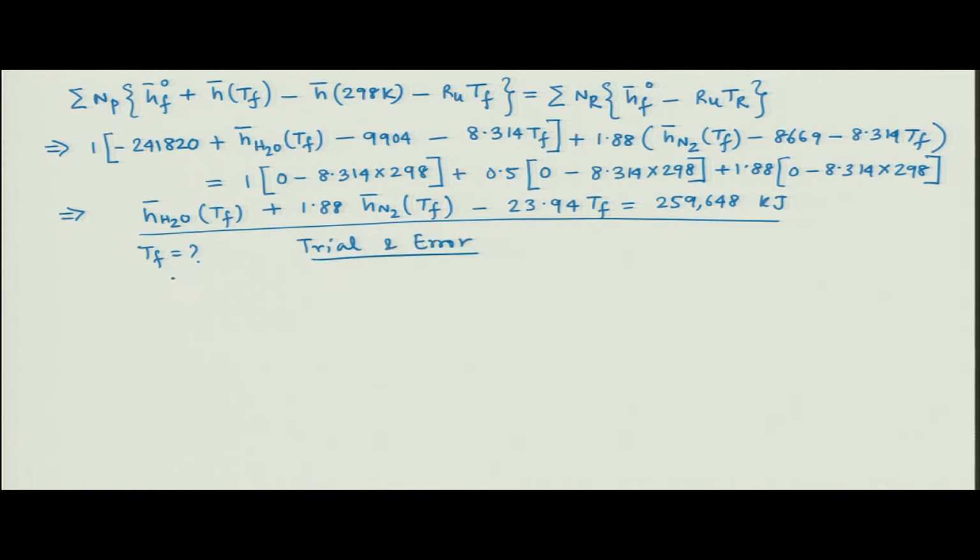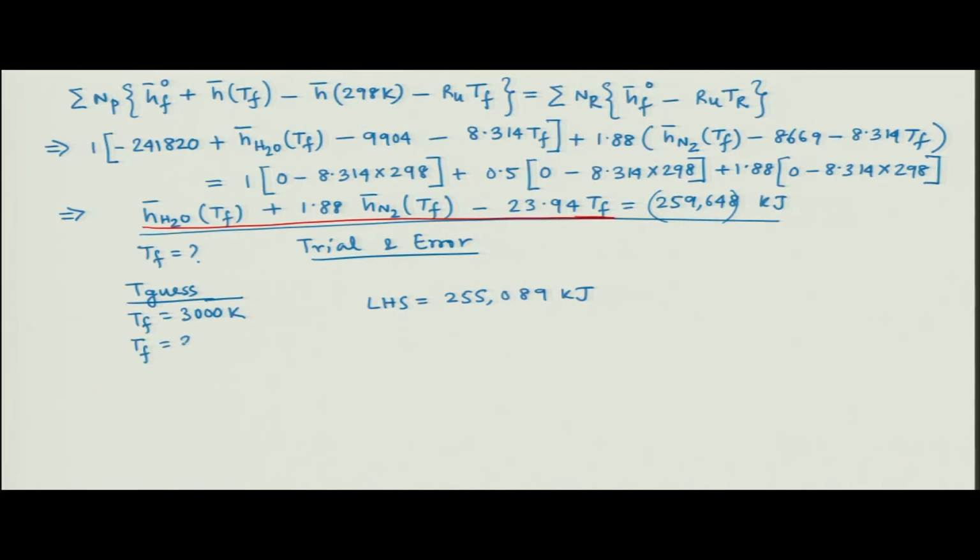So, what I will do is first guess a temperature, let us say T guess. First I will guess Tf as 3000 Kelvin, and then I will evaluate the left hand side, this expression. If I assume Tf equal to 3000 Kelvin, I can find the enthalpy of H2O and nitrogen from the table, and I can calculate the left hand side. The left hand side will come out as 255,0.89 kilojoule. Now, what is on the right hand side? We have 259,648 kilojoule. So, this is not matching. So, we have to make another guess.